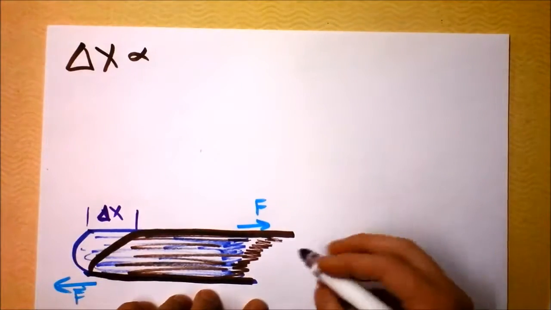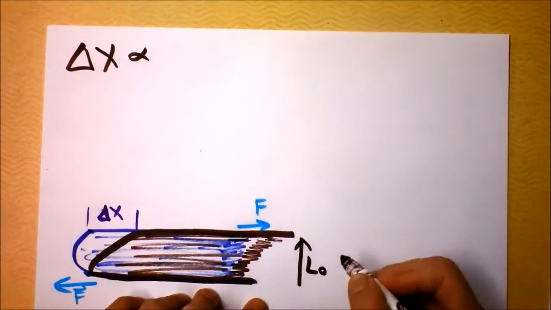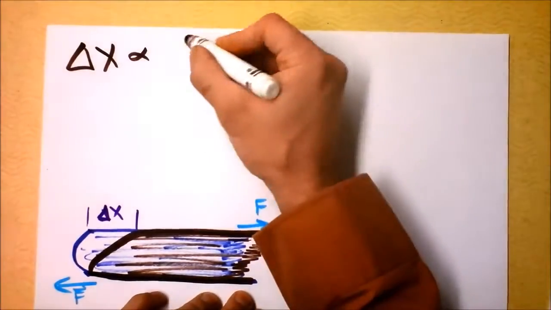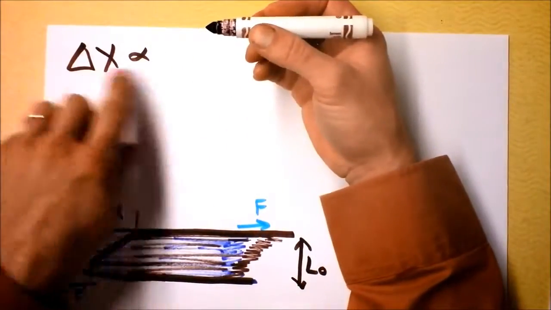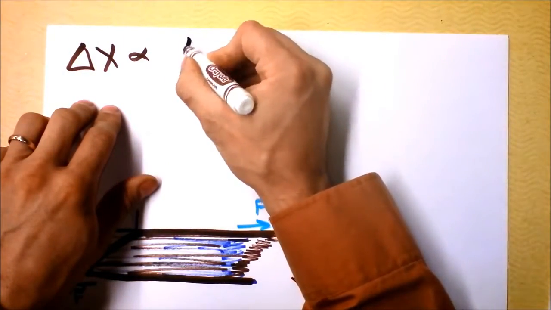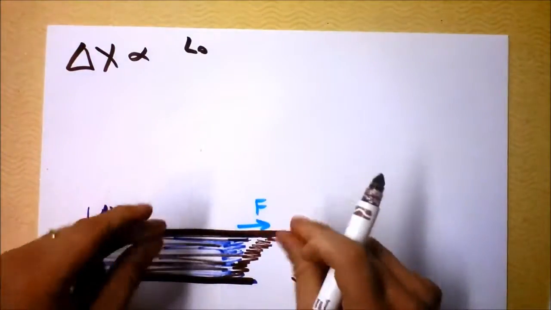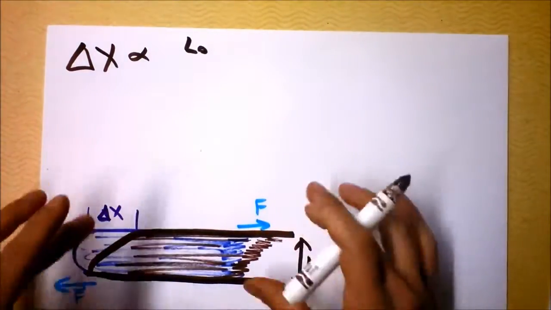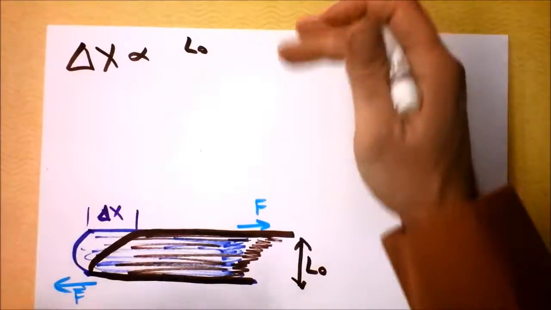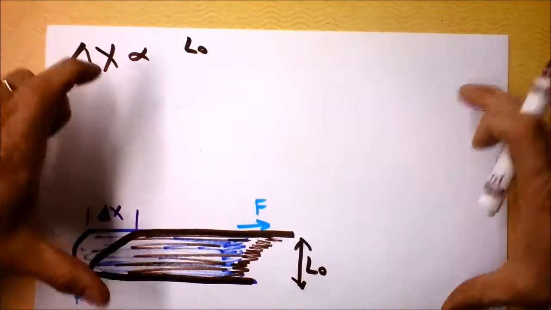What I really mean is how thick the book is, and I'm going to call that the initial thickness of the book, L naught. Delta x is going to be bigger if the book is thicker. You notice this with small books. With small books, you have very little tendency to shear, and with really thick books like phone books, you can shear those like crazy because they're so tall. And with the Oxford English Dictionary, if you could get that 2-volume set, it's like this thick.